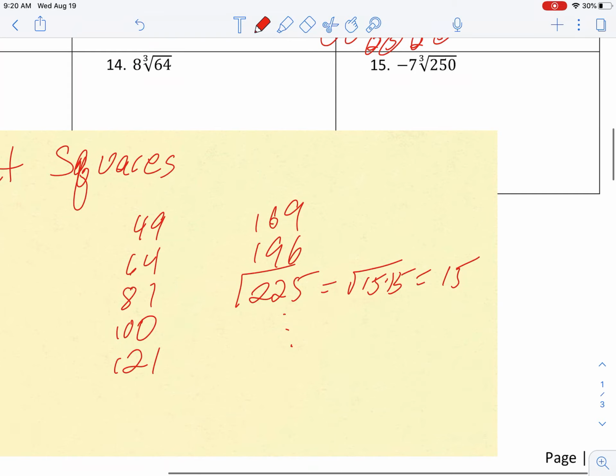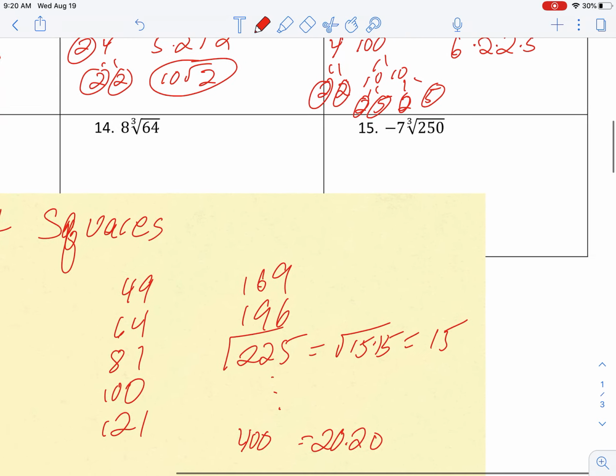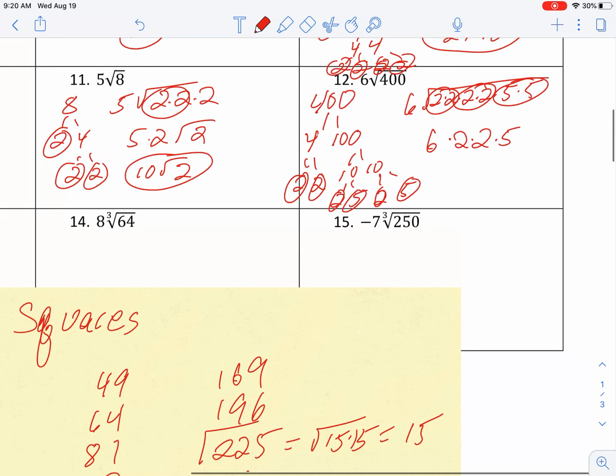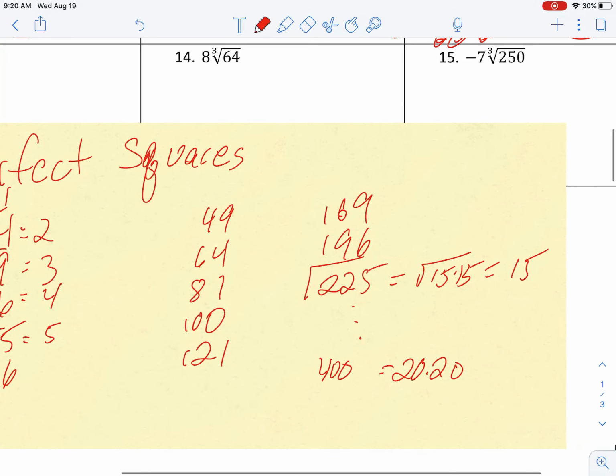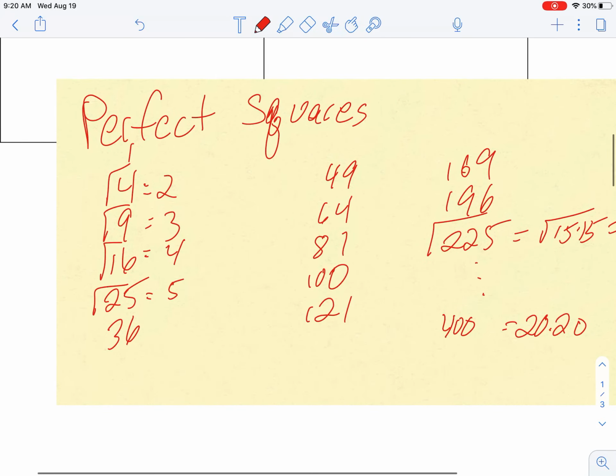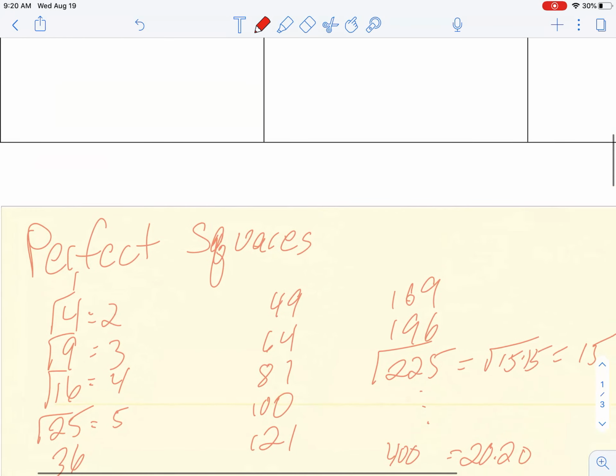If we continue down here on our perfect squares, 15 times 15 is 225. And if I continued on it, 20 times 20 is 400. 400 is a perfect square. May not have remembered it or noticed it, but that is the case. So 6 times 2 times 2 times 5 gives me what? Multiplied together, 120. So again, if you don't end up with anything underneath the radical, that means it was a perfect square, okay?